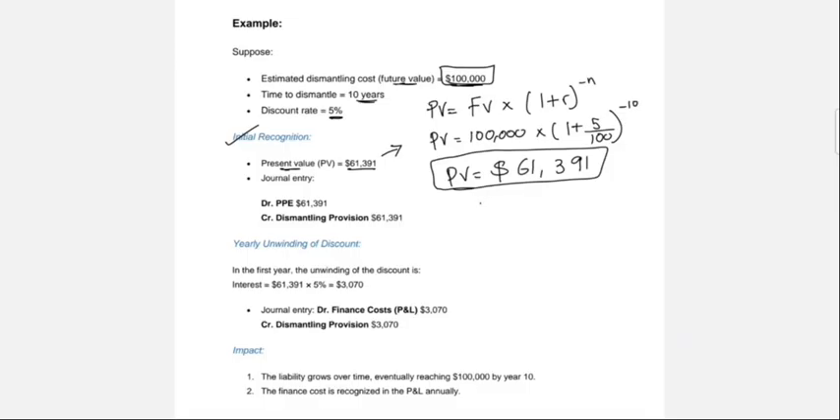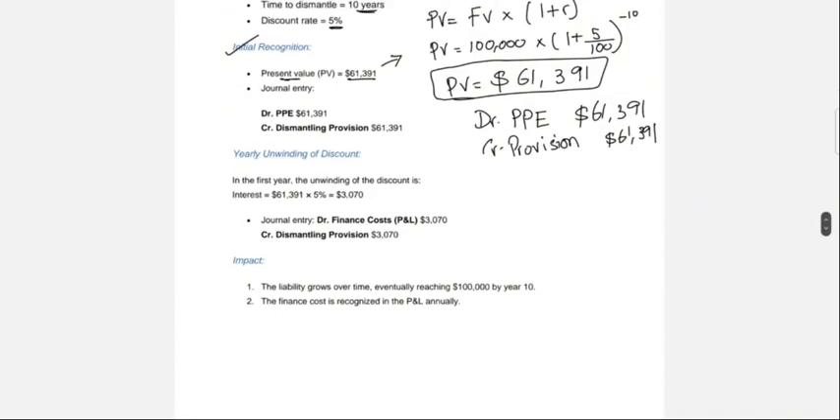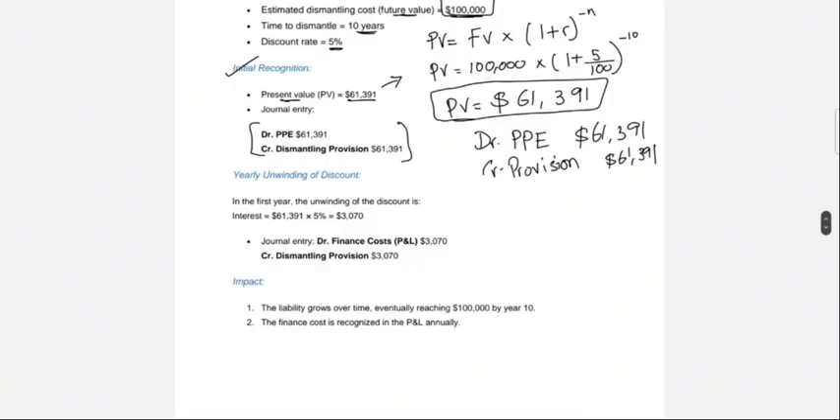And therefore, now you will recognize the provision under IAS 37. You will debit the property, plant, and equipment because, as we have just seen, this dismantling cost has to be capitalized to the cost of the asset. So this will be 61,391, and you will recognize a provision, the dismantling cost. Normally, it will be known as dismantling provision or dismantling cost. It will sit under your non-current liabilities in your statement of financial position as $61,391.